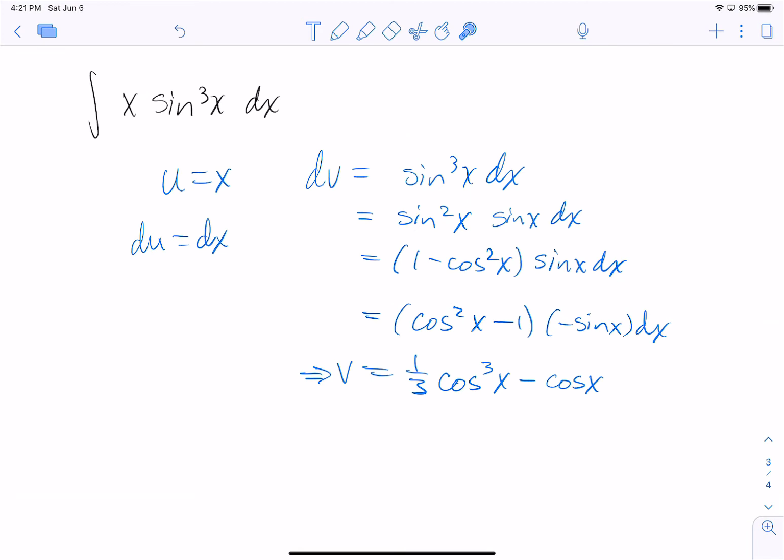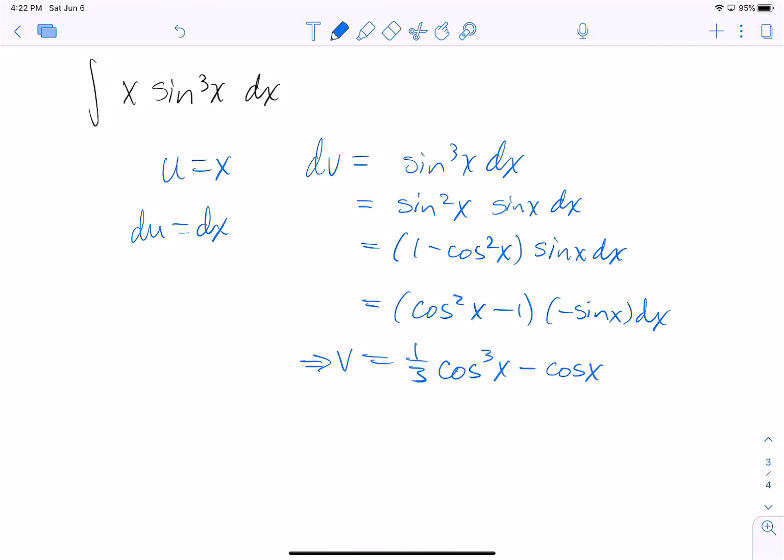Multiplying and dividing by -1 will have the effect of reversing the terms that we used when we substituted using the Pythagorean identity. So we now have the quantity of cosine squared of x minus 1 times negative sine of x dx. Recognizing that we have basically a u du situation here, we're going to integrate using the power rule. And v is then equal to 1/3 times the cosine cubed of x minus the cosine of x. All of that, folks, was so that we could apply the integration by parts formula.